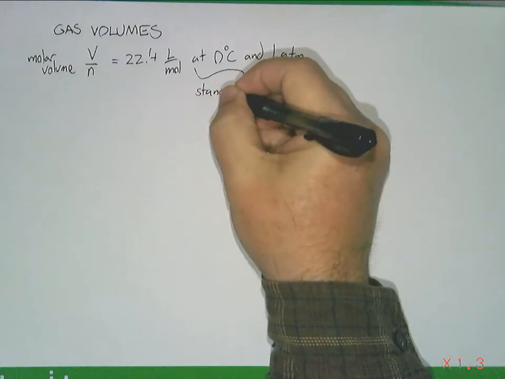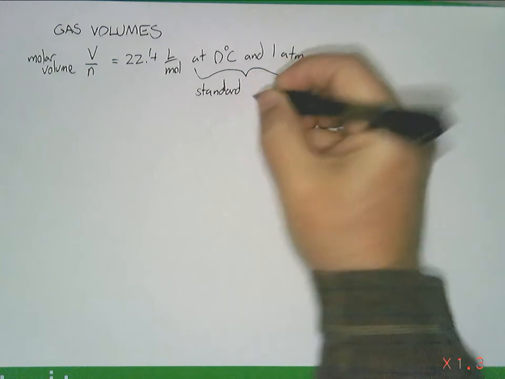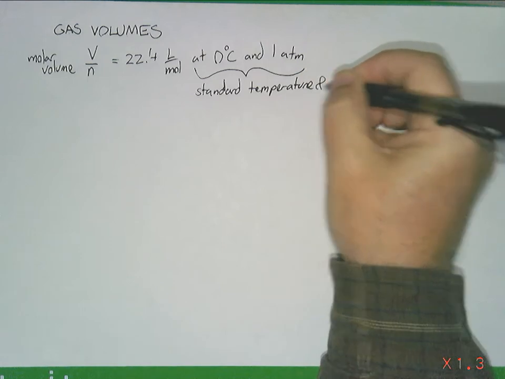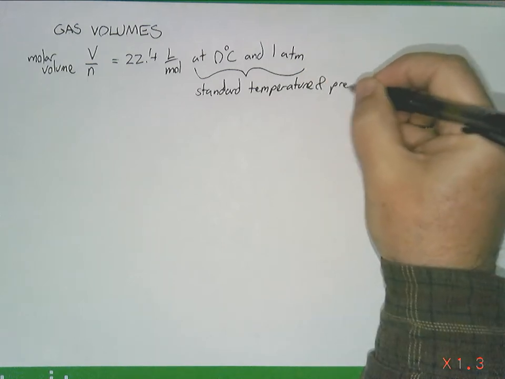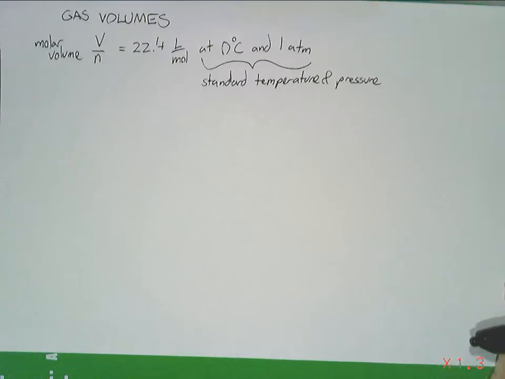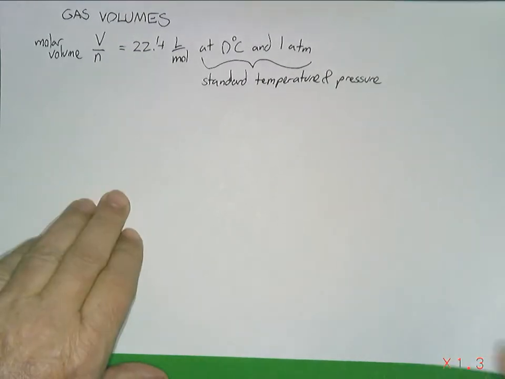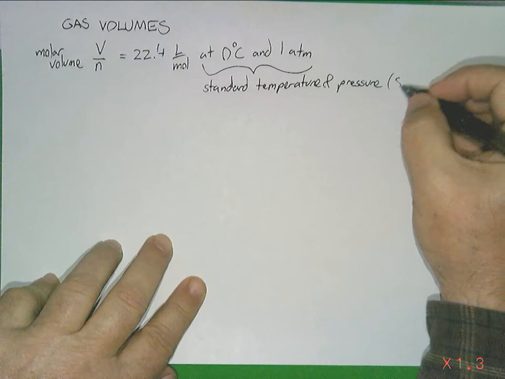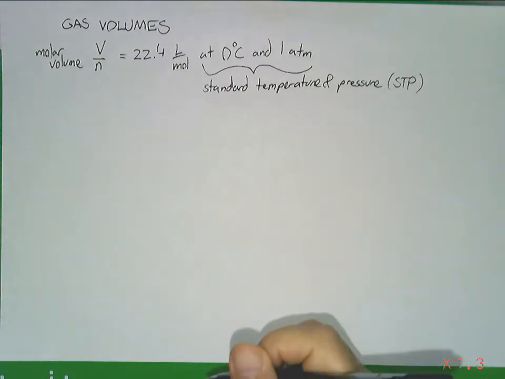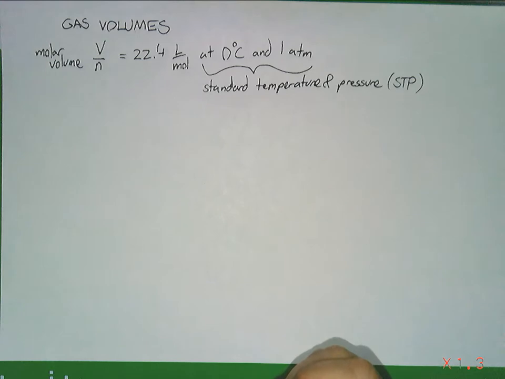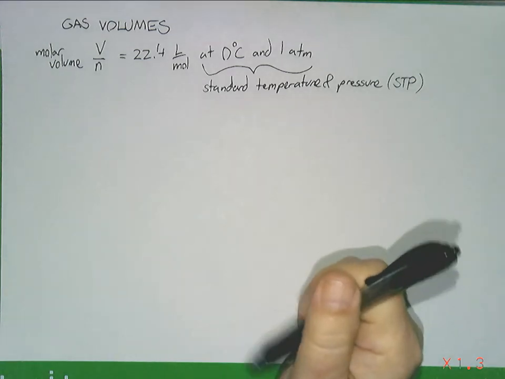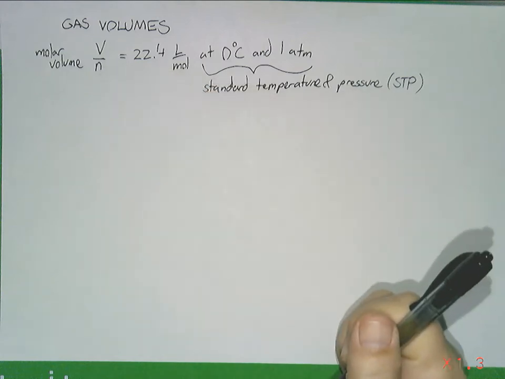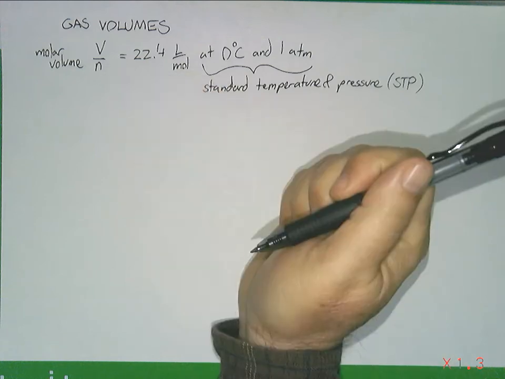Now, these conditions for this to be true are called standard temperature and pressure, and you'll sometimes see that abbreviated as STP. So instead of saying at 0 degrees and 1 atmosphere, they'll say at STP. Now we can make use of this little fact in a couple of different ways. We can use it as a conversion factor between a gas volume and moles.